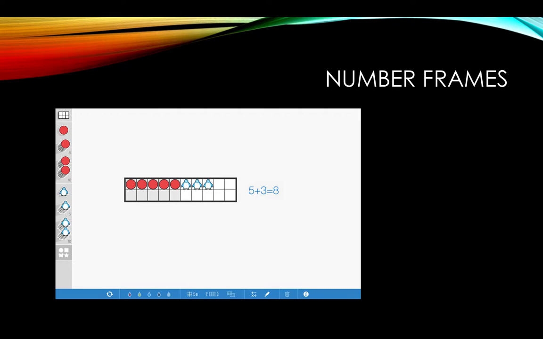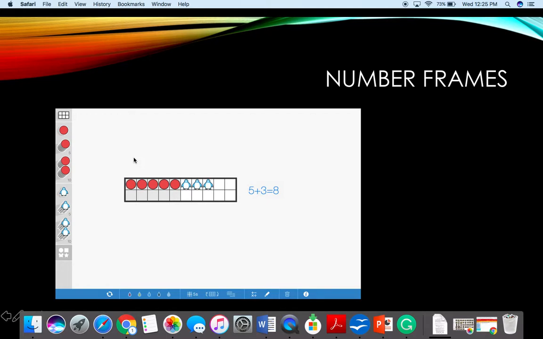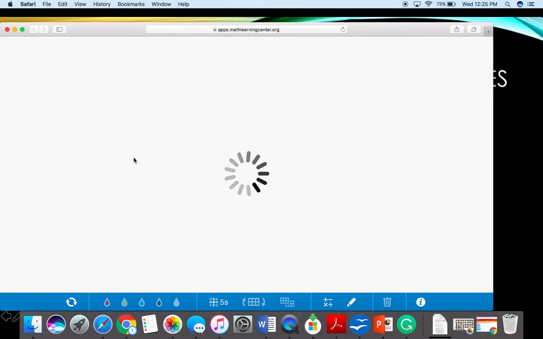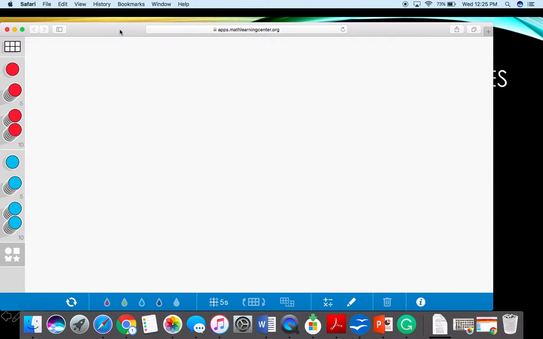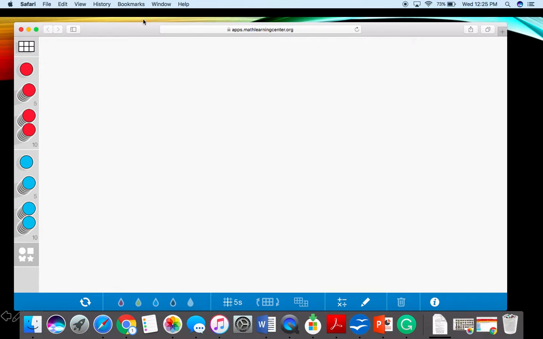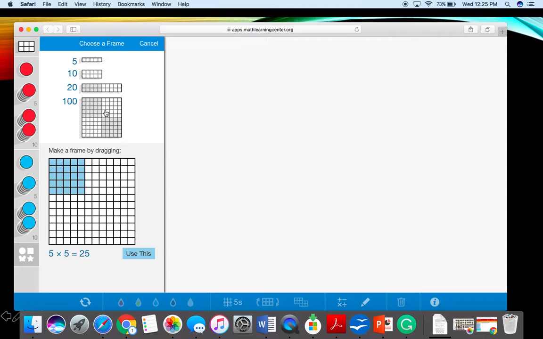So, one of the ones I'd like to focus on is number frames, and I'd like to show you this one online and how it can be manipulated for student use. So when you first access this one, this is from Math Learning Center, you can choose the number frame box from a set of 5, 10, 20, or 100. And it does give you directions on how to use this, and it gives an example of how this was used to solve the problem 5 times 5 equals 25. So I'm going to show you how to work through that.